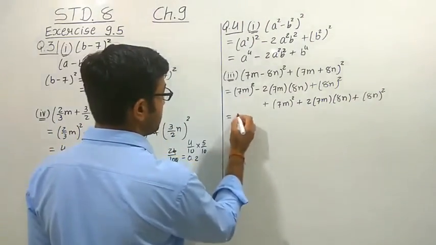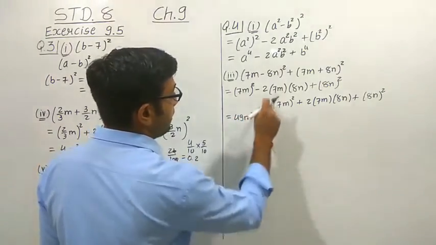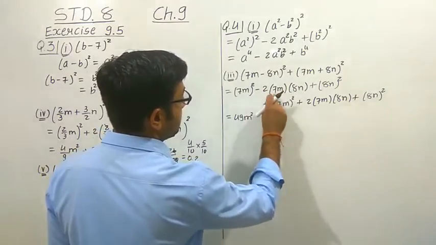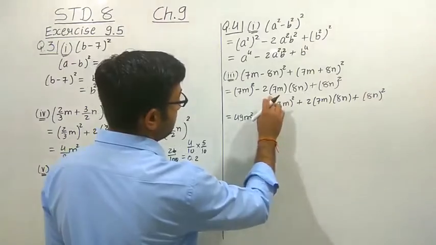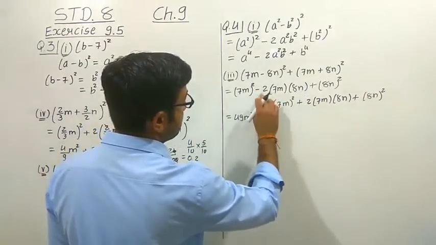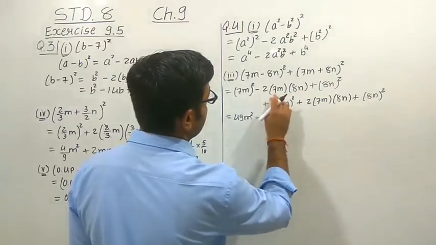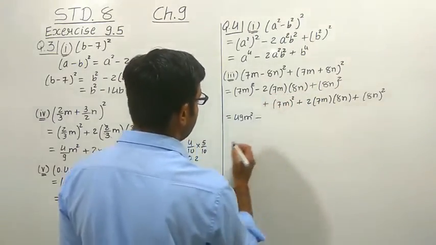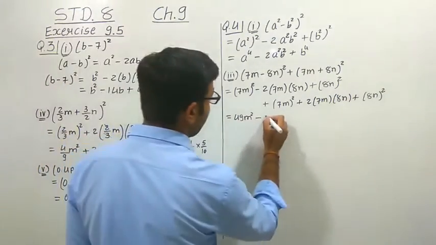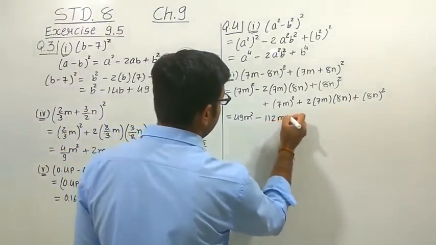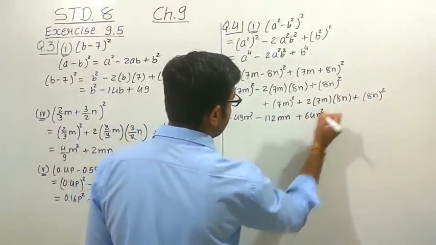Here we get 7 square is equal to 49 m square. Here we get 7 times 14, 14 times 8, the 8 times 16, 16 times 7. Here we get 14 times 8, that is 112 mn. Here we get 8 square, that is 64 n square.